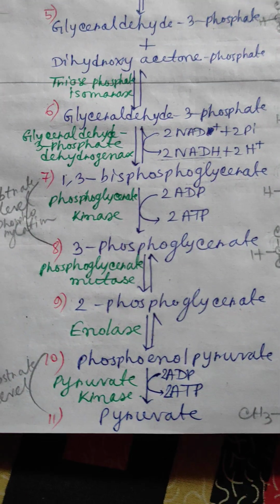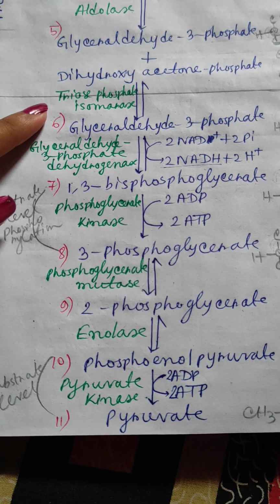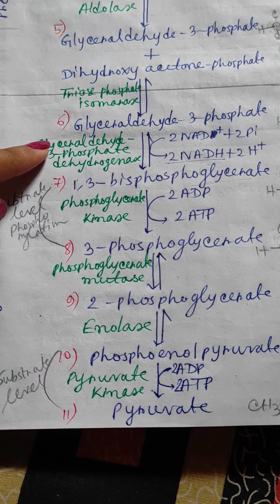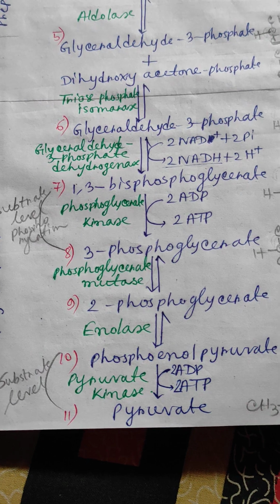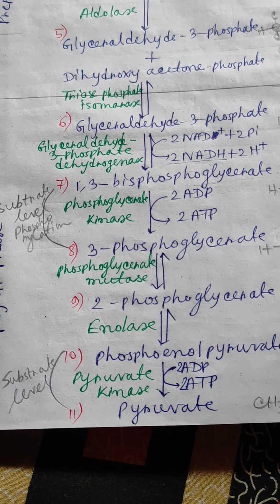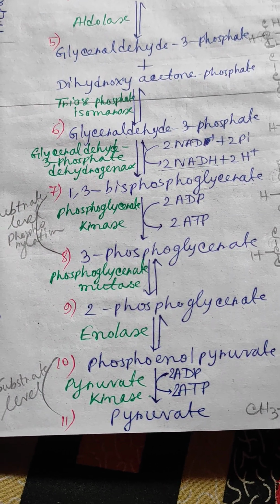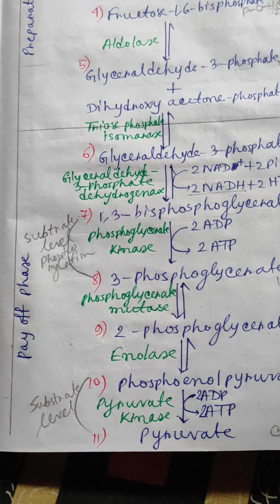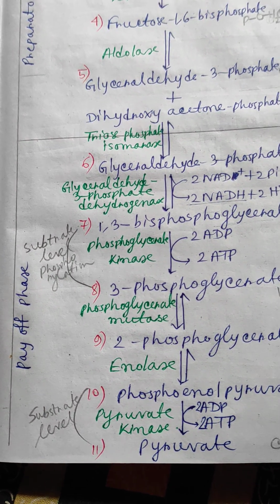Let's come to the payoff phase. Here G3P is oxidized and phosphorylated by G3P dehydrogenase, producing 1,3-bisphosphoglycerate and reducing NAD plus into NADH. 1,3-bisphosphoglycerate transfers its high energy phosphate to ADP, forming ATP and 3-phosphoglycerate, catalyzed by phosphoglycerate kinase.